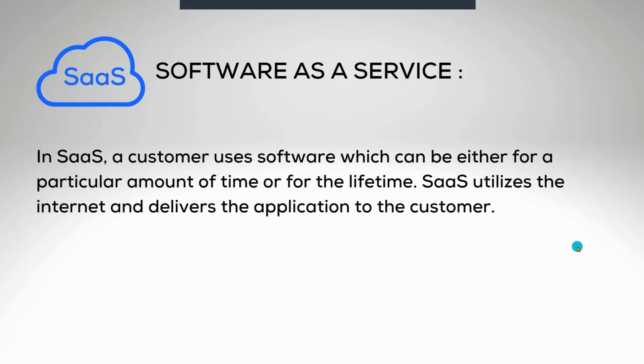When it comes to software as a service, a customer uses software which can be for a particular amount of time, for one day, or maybe for an extended amount of time or lifetime access. So SaaS utilizes the internet and delivers the application directly to the customer. What it means is we can access the software from anywhere in the world by using our own laptop or system, with some login credentials, and we don't have to worry about having certain criteria or requirements to use that particular software in the cloud.